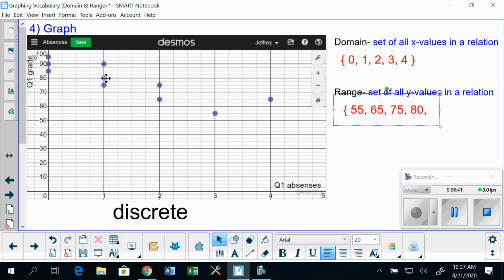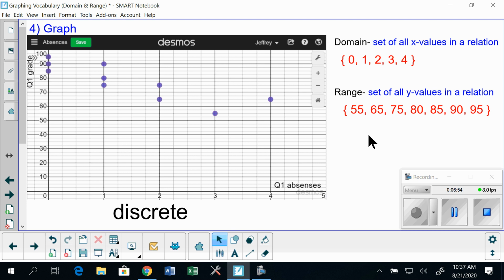This point has a y value of 80. Here's an 85, 2 90s, and a 95. I'm only going to write the 90 once, of course, even though there's 2 of them. Okay, here is my range. These are all the grades, all the y values that students had in this class.